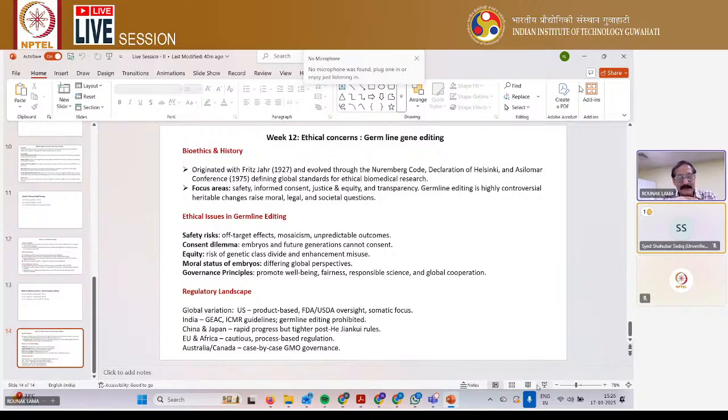In China and Japan, there is rapid progress but it triggered post-He Jiankui rules. He Jiankui is one of the infamous scientists who edited the embryo to create AIDS-resistant babies. That has been discussed in the lecture earlier. In the European Union and Africa, their approach has been cautious, and they have adopted process-based regulation. In Australia and Canada, they go by a case-by-case GMO approach to governance.